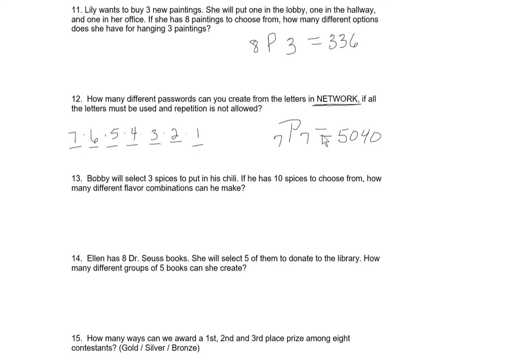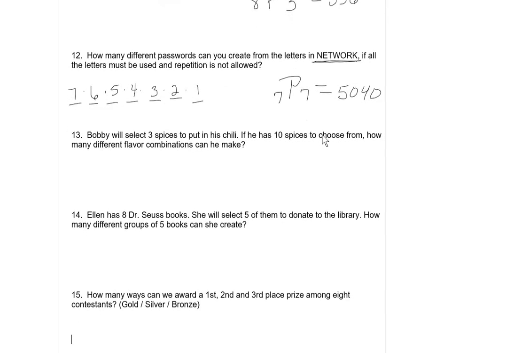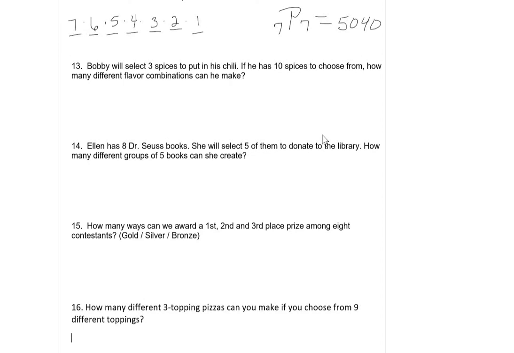All right, next problem. Bobby's going to select 3 spices to put in his chili. He has 10 spices to choose from. How many different flavor combinations can he make? He's got 10 to choose from, and he's choosing 3.